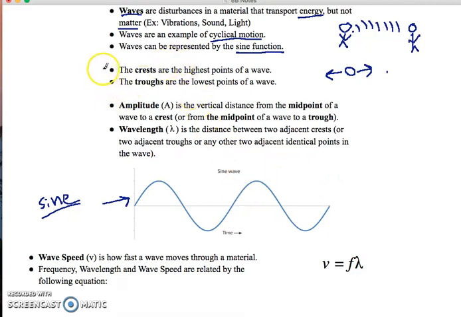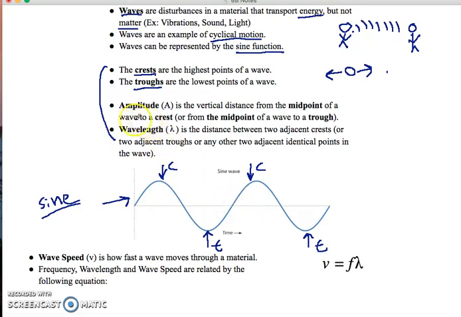So let's look at the parts of a wave. The crests of a wave are the high points. So this would be a crest, and this would be a crest over here. I'm just going to write C for crest. And then there's the next part, troughs. Those are the low points in the wave. This would be a trough, and this would be a trough. Write T.